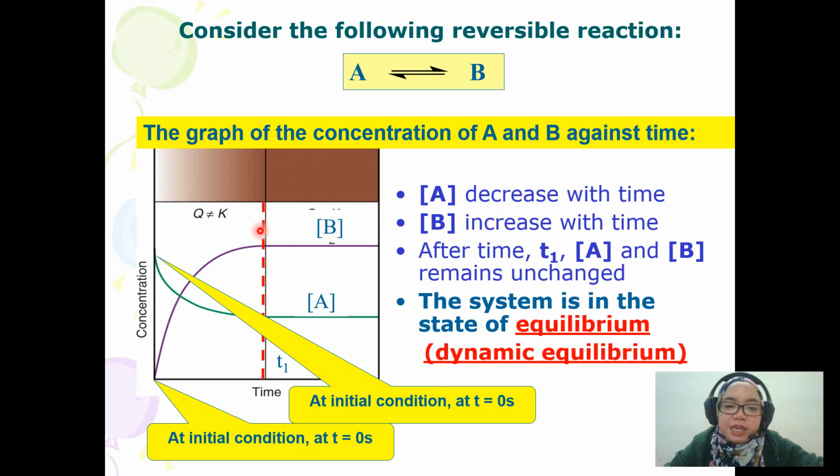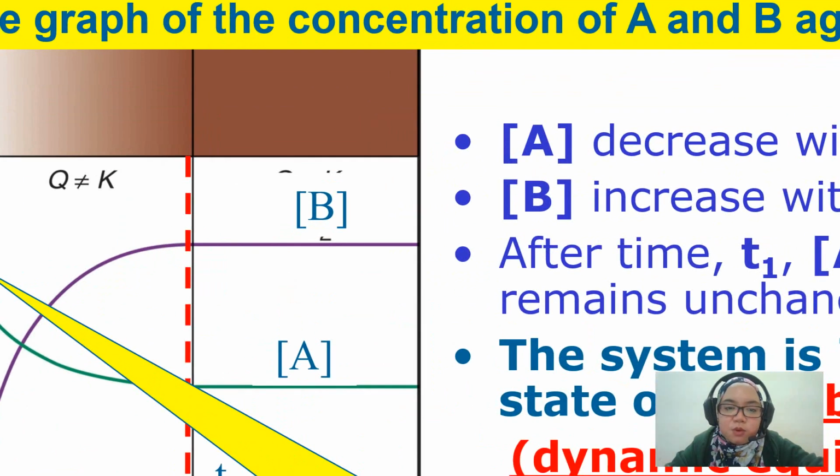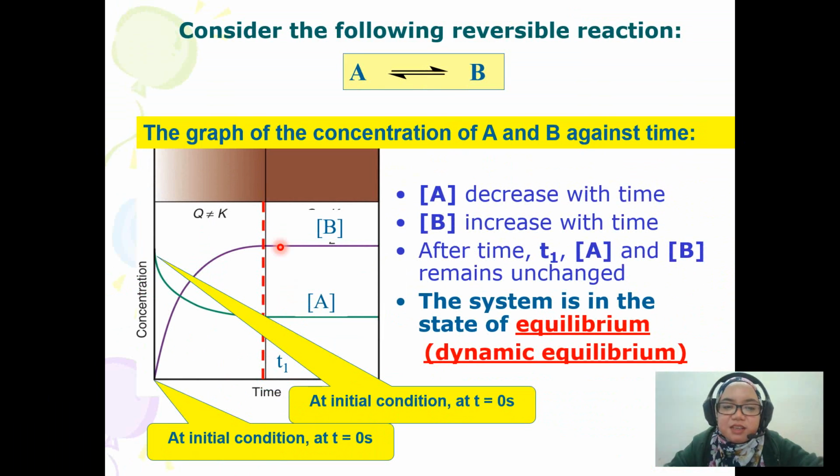So the system is in the state of equilibrium, dynamic equilibrium. The moment both the concentration of A and B remain unchanged or constant, the system is in the state of equilibrium. Okay, dynamic equilibrium.